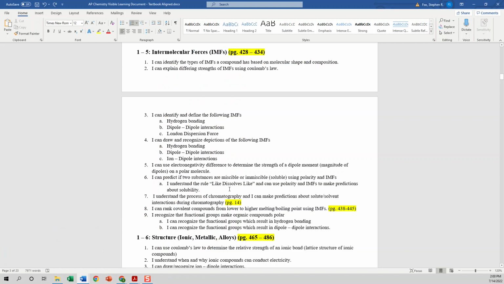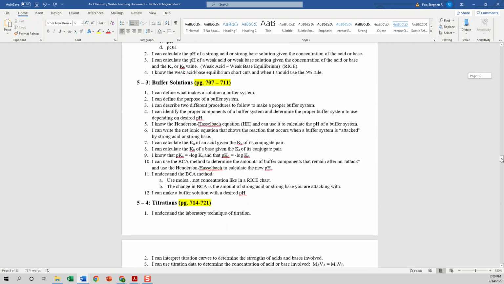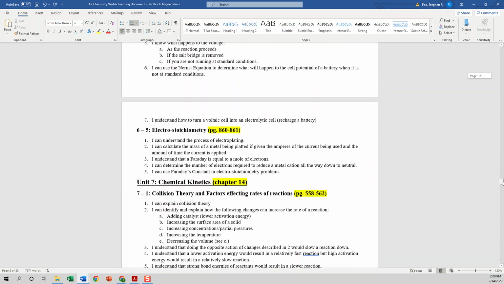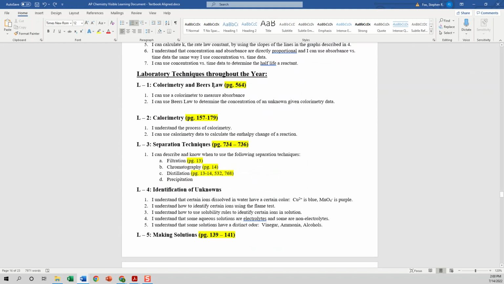1-5-6A, I understand the rule like dissolves like, and can use polarity and IMFs to make predictions about solubility, okay? And then it was also L-3, so if you go past all the units, so we have 7 units, then you get to your laboratory techniques, and these are things we sprinkle in throughout the year during all the different units. And it was L-3 separation techniques, so we're talking about filtration. So it's really just understanding the filtration process. Okay.